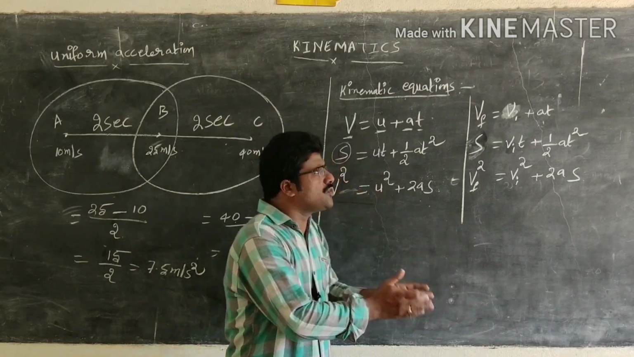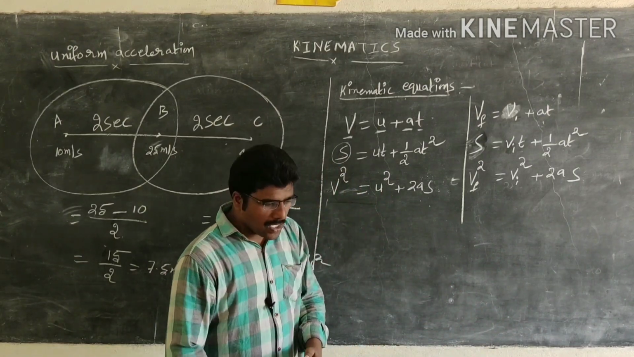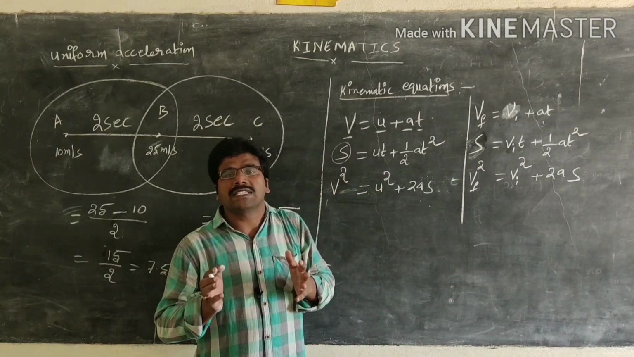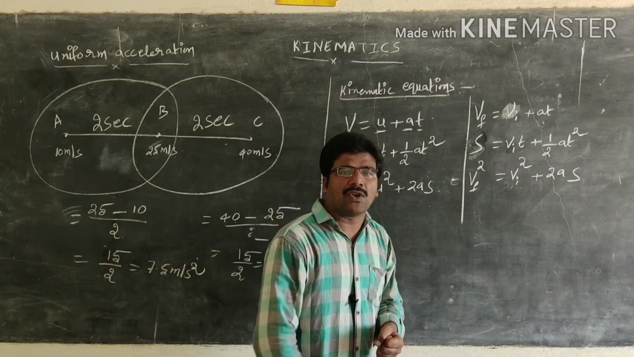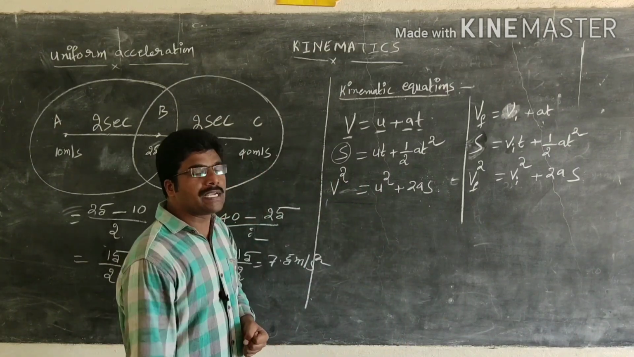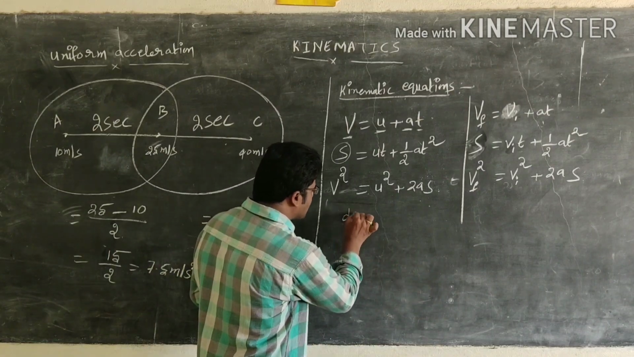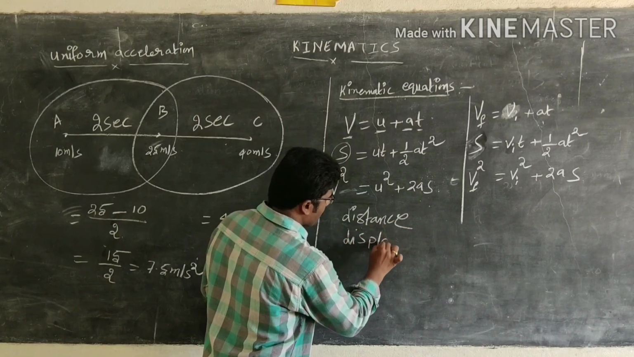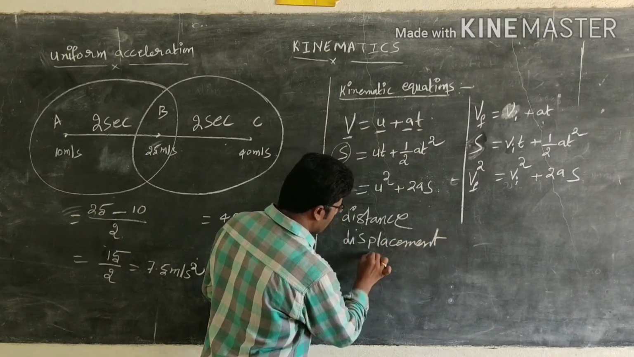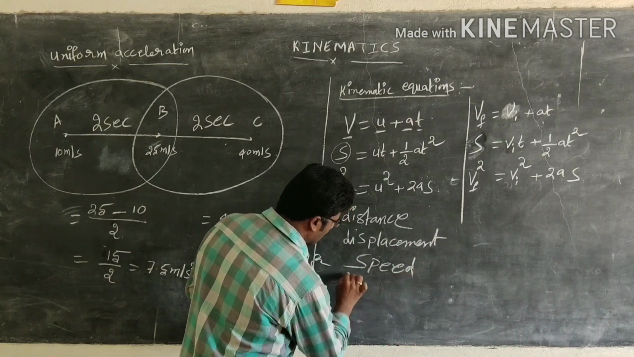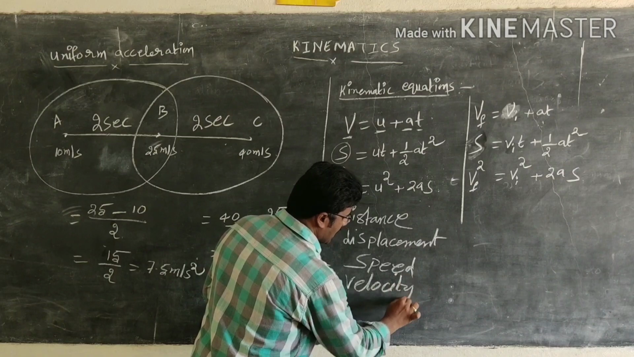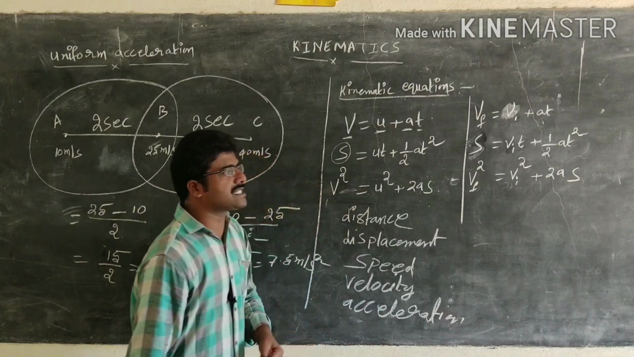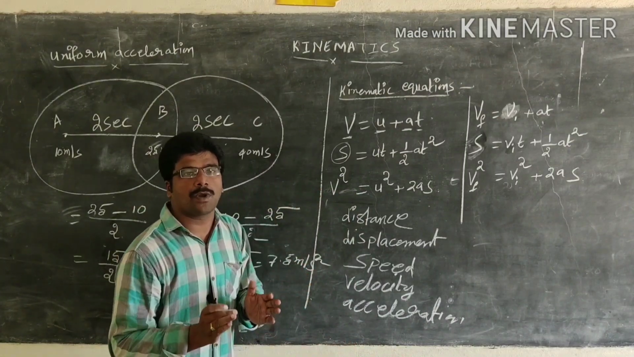So what is the use of these kinematic equations? Why do we want to use them? In order to describe the motion of a body completely, some parameters are required. What are the parameters? That is distance, displacement, speed, velocity, and acceleration. So these are the parameters required to describe a body completely.